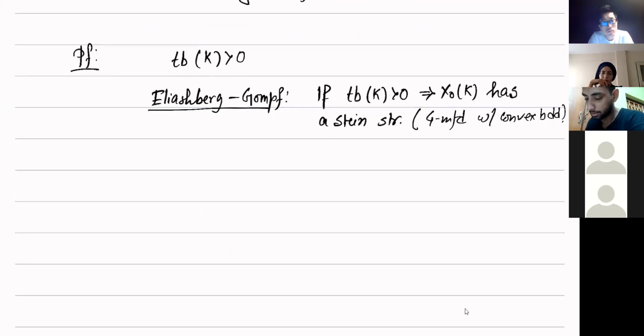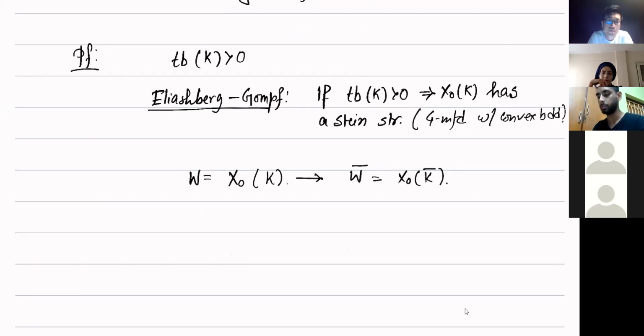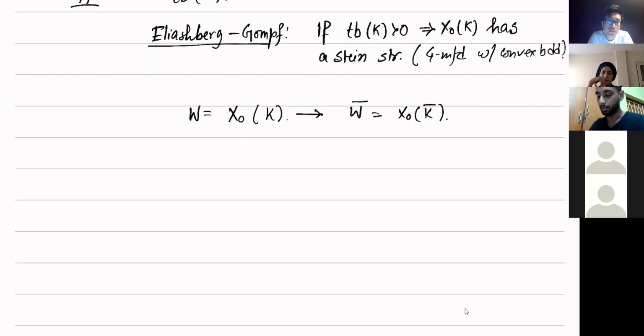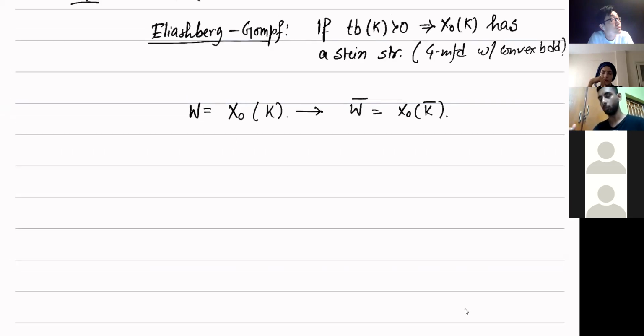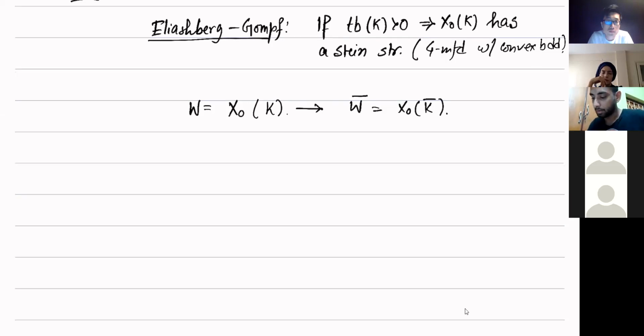So let's say in this way. Let's say W is X naught K. So W is that, and W bar, if I reverse the orientation, is nothing but X naught K bar. Okay, and our goal is to obstruct W bar from embedding. Now the rest of the proof is essentially carefully drawing a few pictures. So please ask me questions if anything is confusing. I'll now draw a pair of pictures and try to explicitly come up with a counterexample. Okay, so let's start.